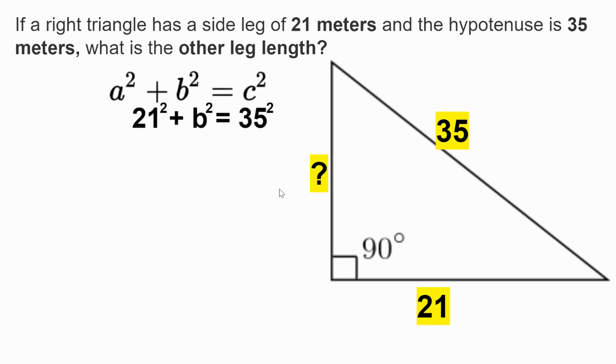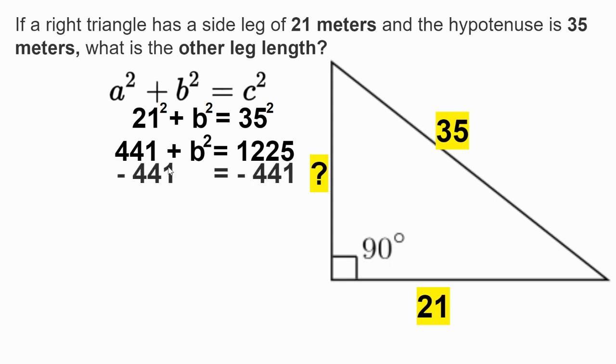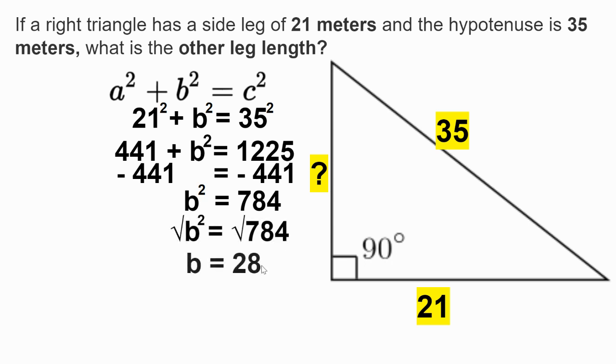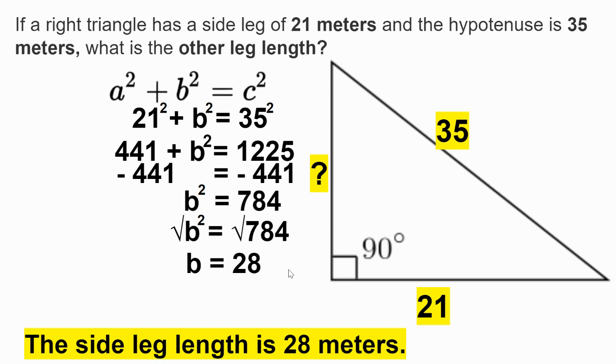We plugged in our numbers. We squared 21 and 35. We subtracted, the inverse operation, to get it over here. If it were a minus 441, we would add it. Remember, inverse operation is just the opposite operation. So now we have b squared equals 784. We're going to do the inverse operation of squaring, which is square root, and b equals 28. So the side length is 28 meters. Remember to keep those units when they give you units.